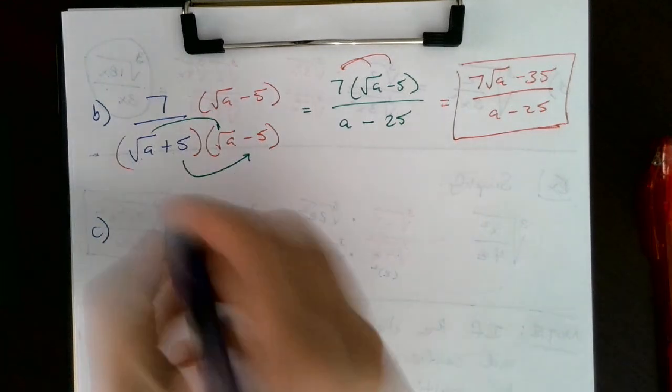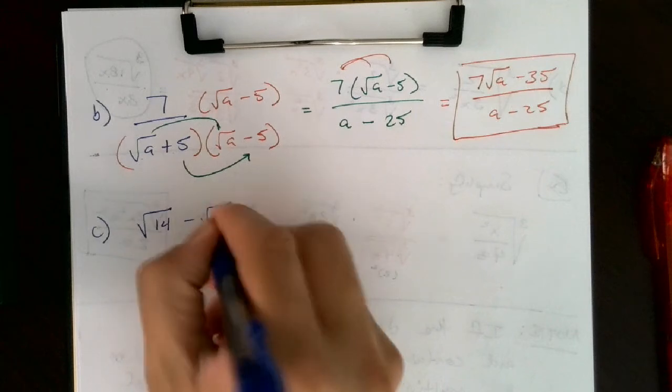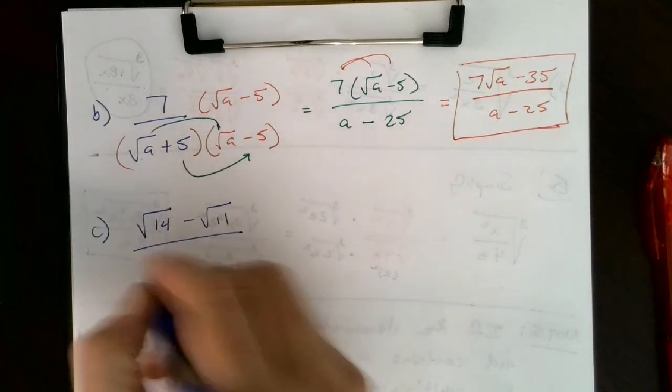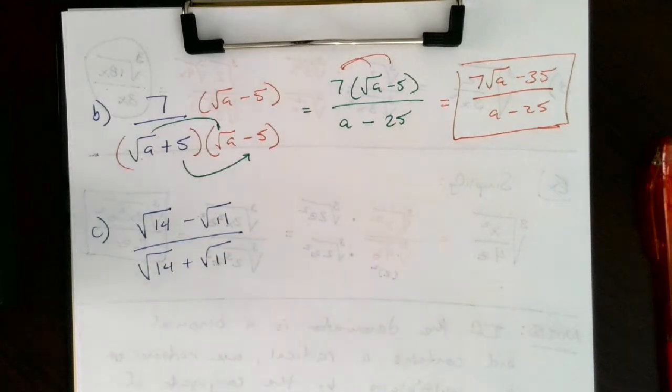Let's just take a look at one more. If I had the square root of 14 minus the square root of 11 over the square root of 14 plus the square root of 11.